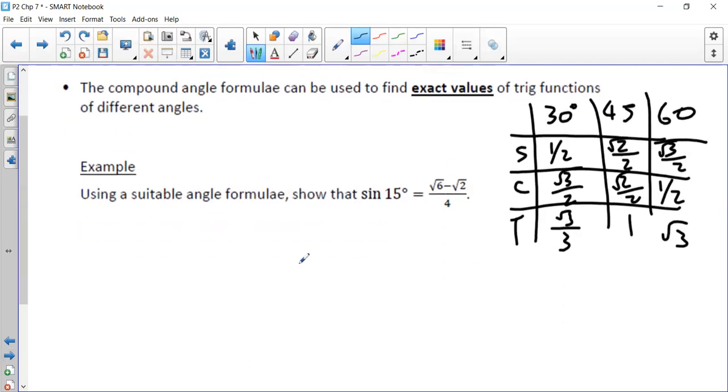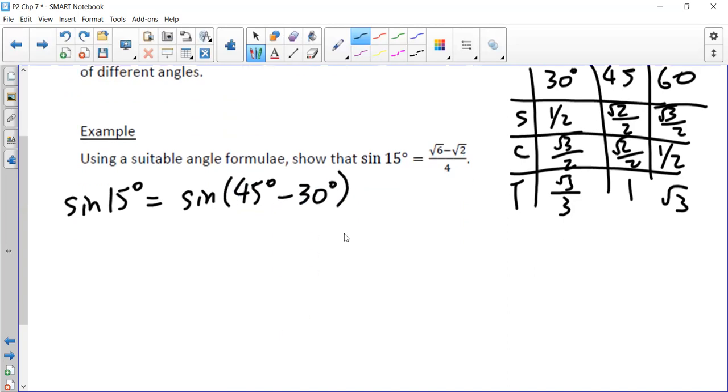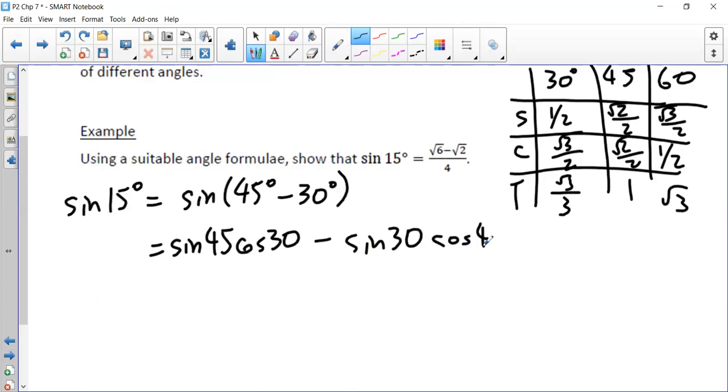So for example, use a suitable angle formula to show that sine 15 degree equals root 6 minus root 2 over 4. So sine 15, as I've just said, is the same as 45 degree minus 30 degree. So sine A minus B equals sine A cos B minus sine B cos A.